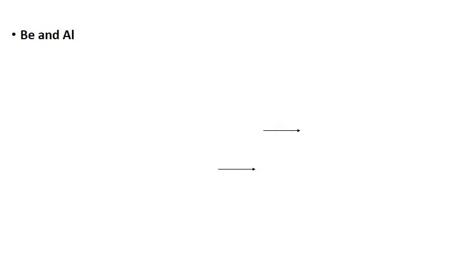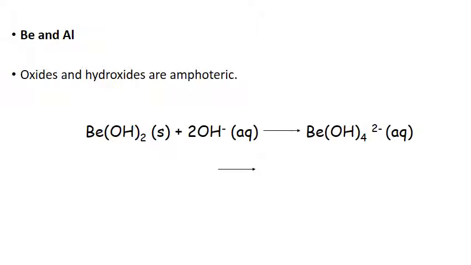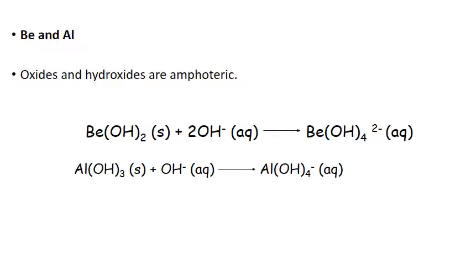Now let's go to something else, beryllium and aluminium. Oxides and the hydroxides are amphoteric. If they are amphoteric for real, how do I represent something that is amphoteric? That is one way, and that is beryllium hydroxide giving us beryllate ions when reacted with sodium hydroxide. But aluminium can also give us aluminate ions.